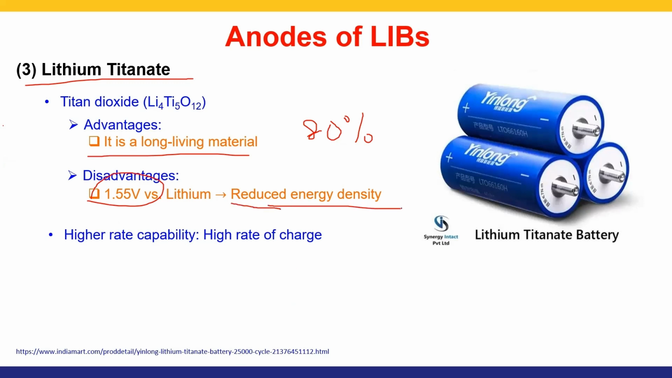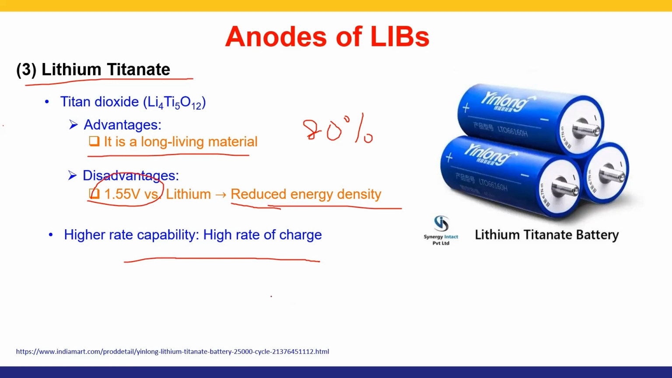This results in a lower energy density as compared to the conventional lithium-ion battery, which is composed of lithium cobalt oxide and graphite. The significant advantage of lithium titanate is that it can be charged at a high rate as compared to conventional lithium-ion battery without causing the dendrite formation.